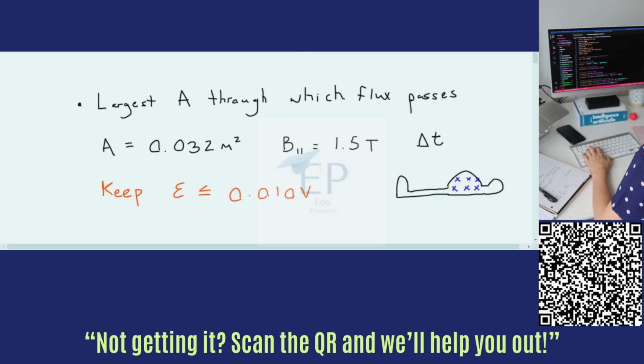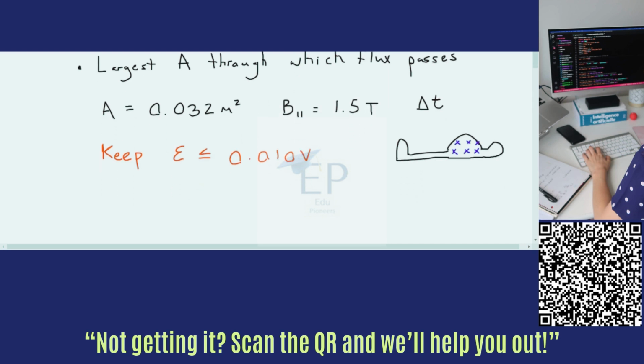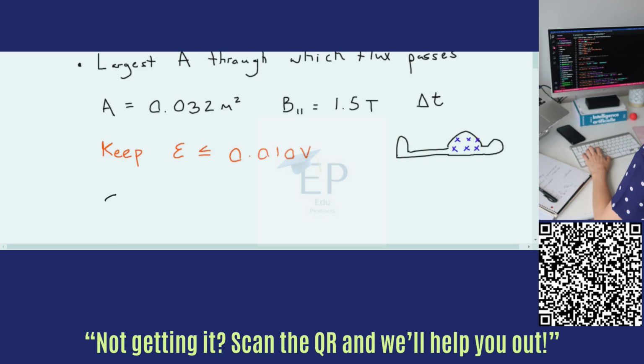So if we recall Faraday's law of induction, it states that the induced EMF through a surface is just going to be minus the change in the flux through that surface over the change in time. And the change in flux for us is just going to be the final flux minus the initial flux.